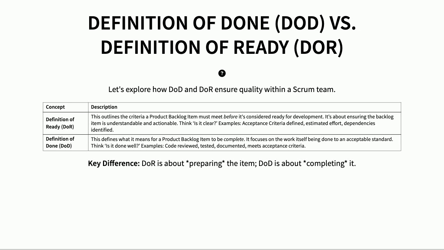Definition of ready, that's all about the backlog. It's like a checklist we use to make sure each item is clear, well-defined, and ready for our developers to actually start building it. Think of it as, is this thing understandable? Does it have enough information?